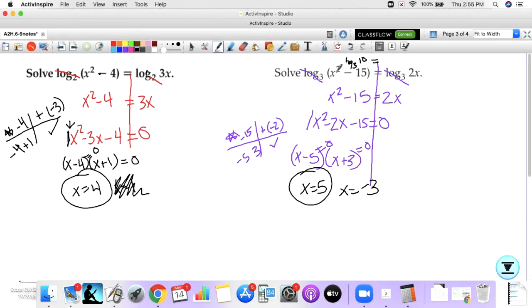I'll plug in negative 3. Negative 3 squared is 9. 9 minus 15, negative 6. Can't have a negative of. I know I don't even have to keep going, that's not going to work. So my answer is 5.